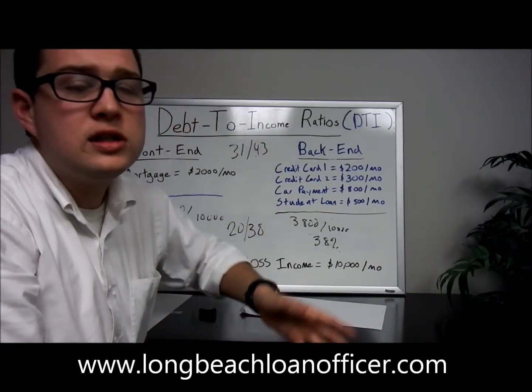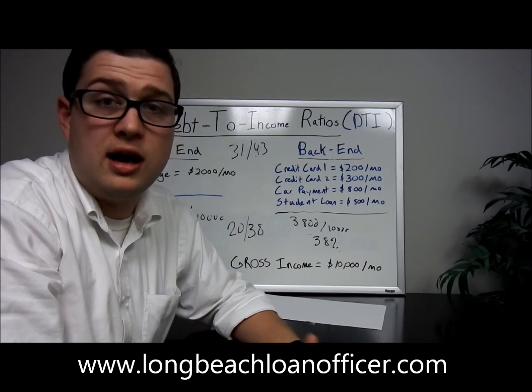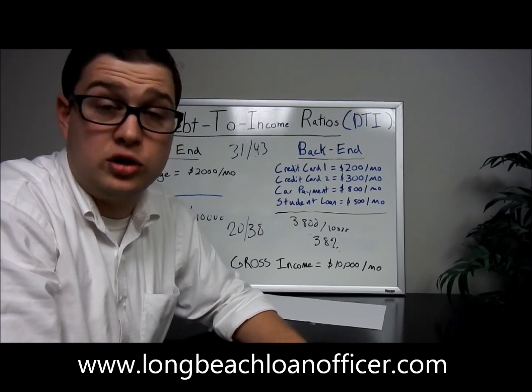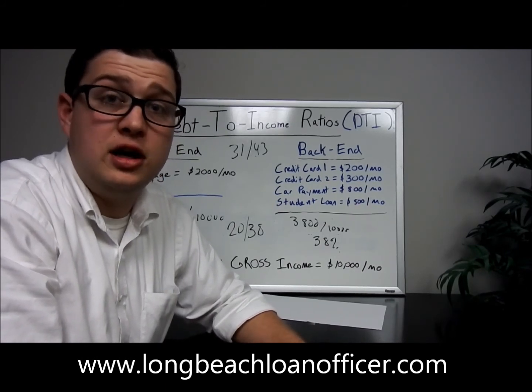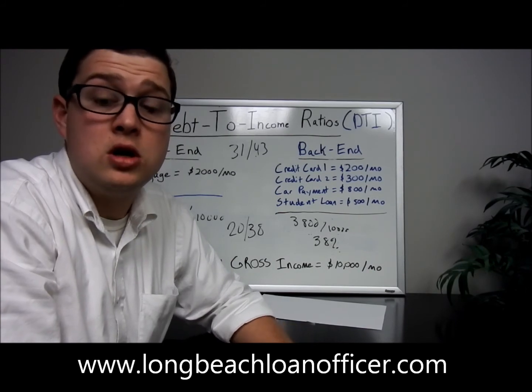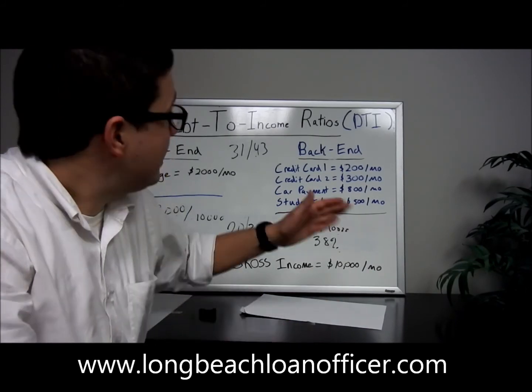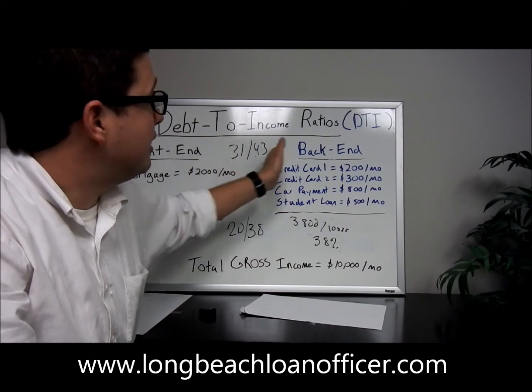So lenders use this as a tool to look at your gross income and your liabilities to make sure that you are able to repay the mortgage that you're taking out. So that is the general idea of debt to income ratios.